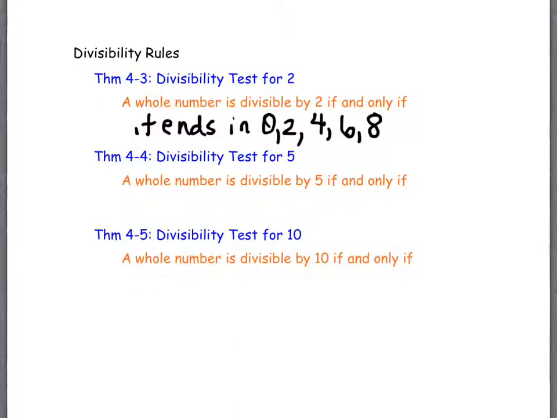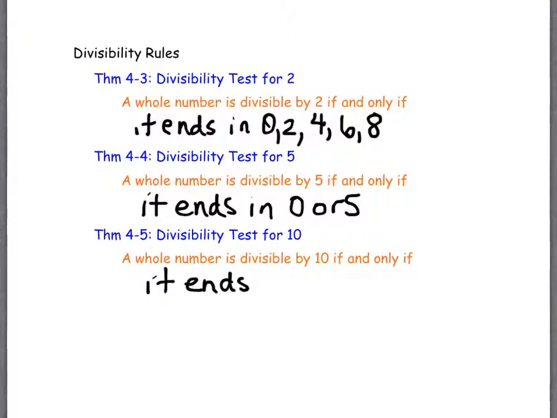How about 5? How do we decide if a number is divisible by 5? The end is in 0. Good. So it ends in 0 or 5. And then how do we decide if a number is divisible by 10? Yeah. It ends in a 0. So all of these are kind of grouped together because the rule's the same.